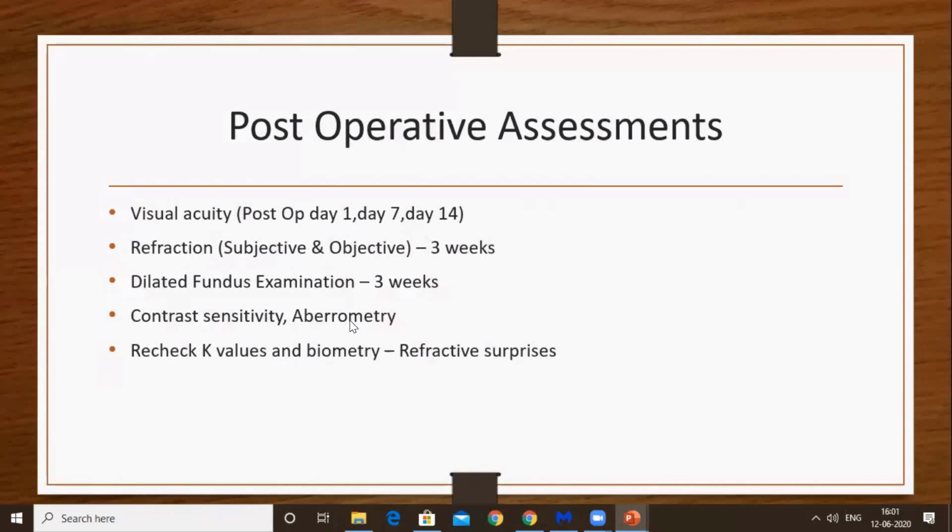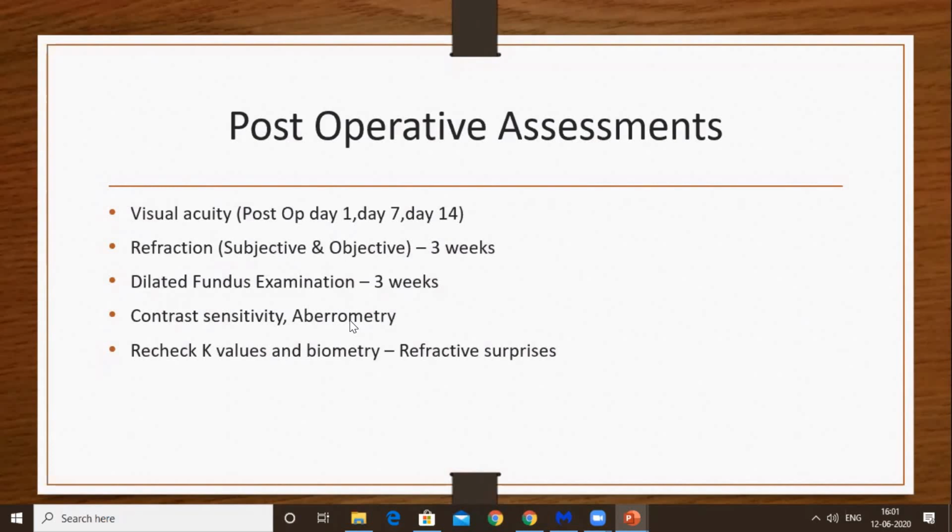And then contrast sensitivity and aberrometry are very important. Many cataract patients will have reduced contrast sensitivity. After the IOL surgery, if the patient goes for contrast sensitivity testing, you can have an idea of how much the contrast has been enhanced. Depending on the IOL material and the positioning of the IOL, the contrast sensitivity also differs.